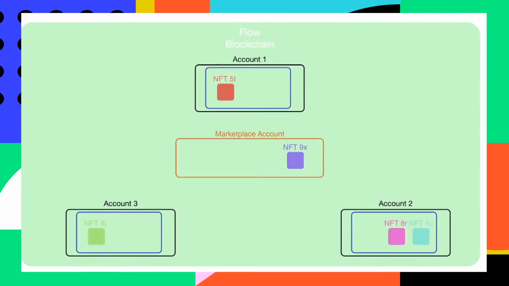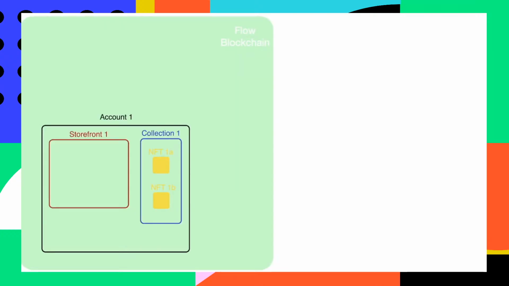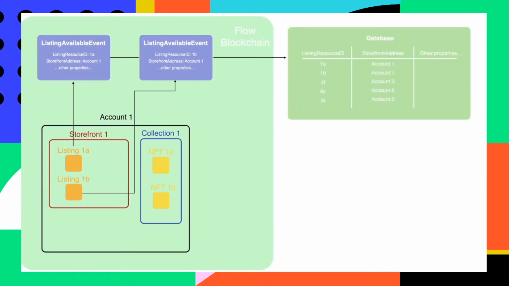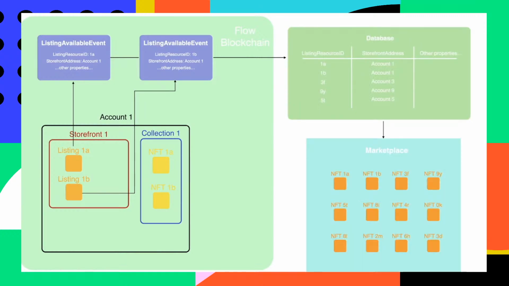When we build marketplaces on Flow, we don't move the assets into a central marketplace account, as that would mean that effectively we don't own them anymore. Instead, we create a listing resource, and this process creates events that we listen out for, and we can use these events to create records in a back-end database. We can use this database to populate our market, and this means that the assets can remain in the accounts of the owners while still being listed on the market.